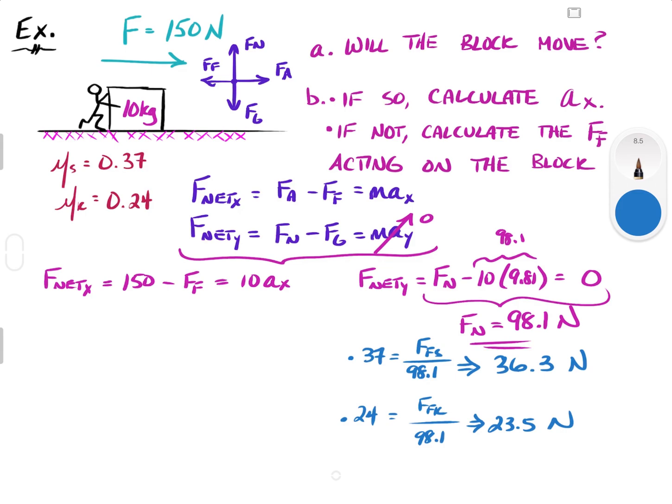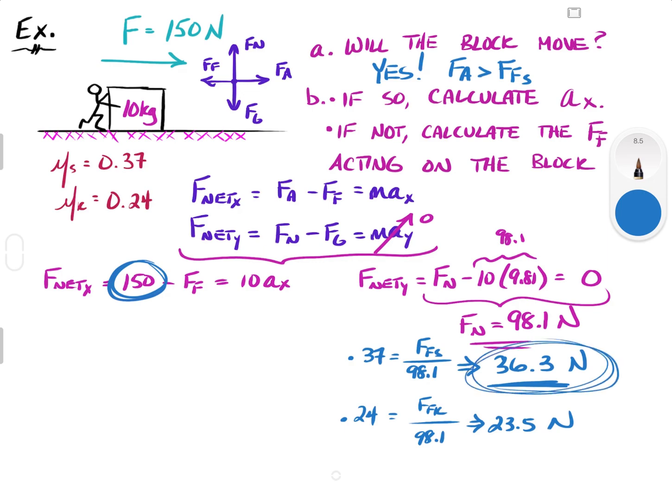Well, I am applying 150 newtons. The static friction is 36.3, so yes, the block will move. And the reason is that my applied force is greater than that static frictional force. I'm applying more than the maximum amount it can generate before everything slips and everything starts to go in motion. So the second part, again, first of all, it is moving, so I can get rid of this second piece.